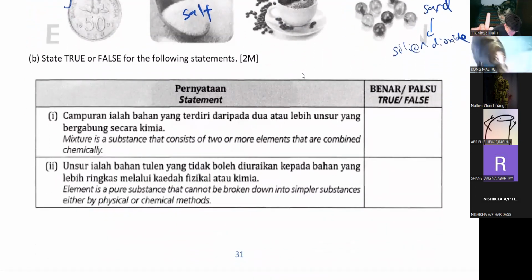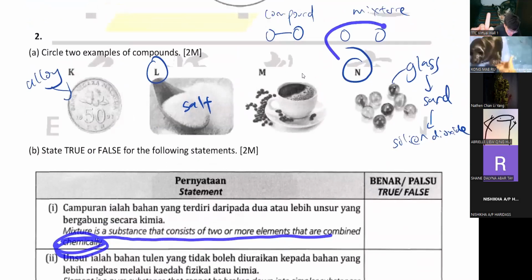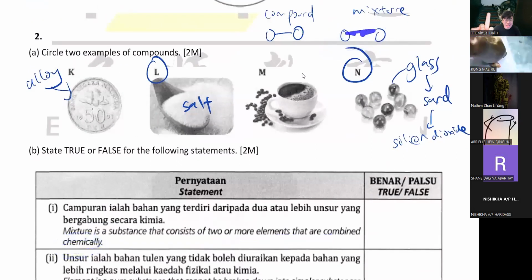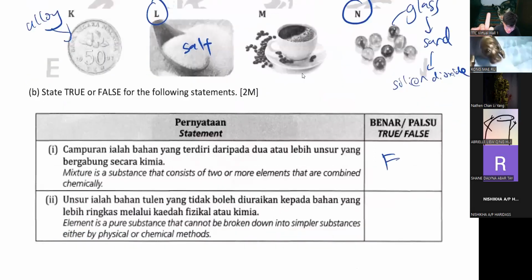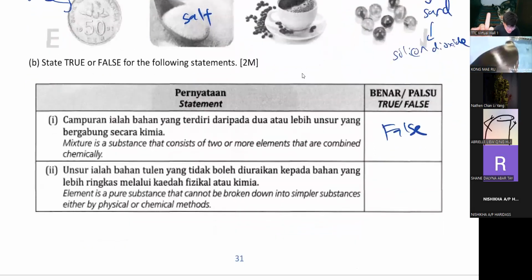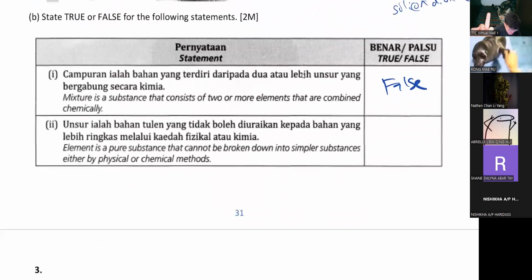Okay, so number one, a mixture is a substance that consists of two or more elements that are combined chemically. Are they combined chemically? Is there any chemistry between them? No. No chemistry. No boyfriend, girlfriend. So number two, an element is a pure substance that cannot be broken down into simpler substances. So you cannot break down elements anymore. Yes, that is true.